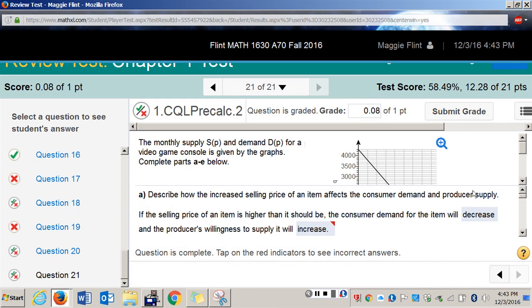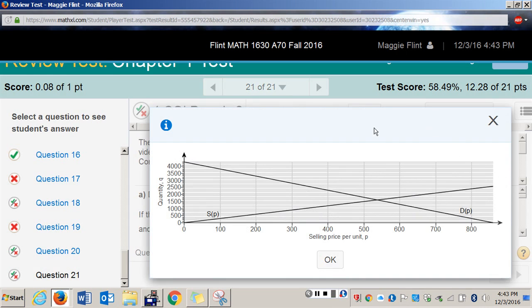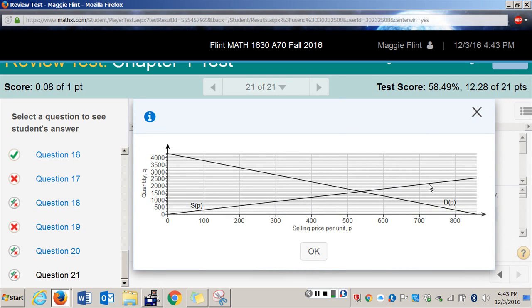This is the first exam from the semester for Math 1630. We're given the monthly supply and demand for a video game console, and we're given that information in a graph, and then we're asked several questions about that. So the first thing we want to do is to examine the graph a lot more closely. So here's what the graph looks like.